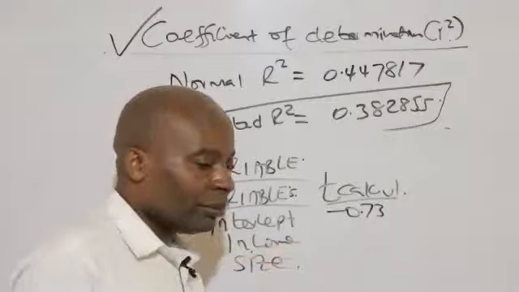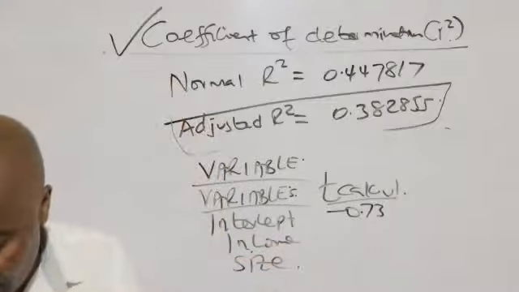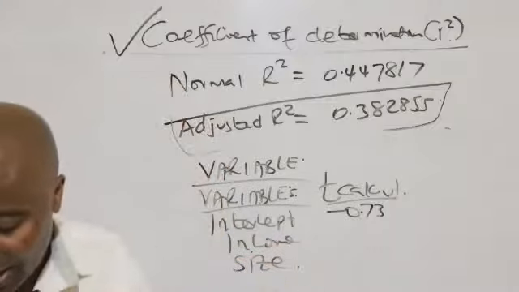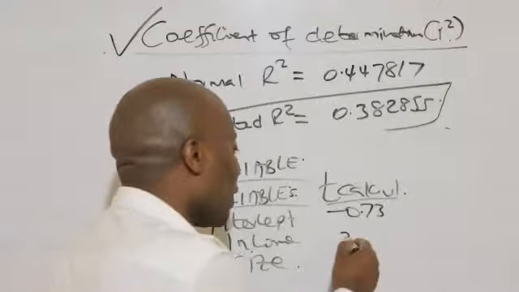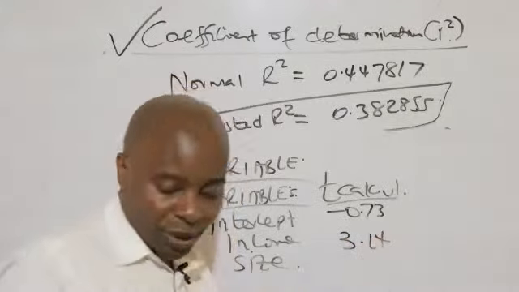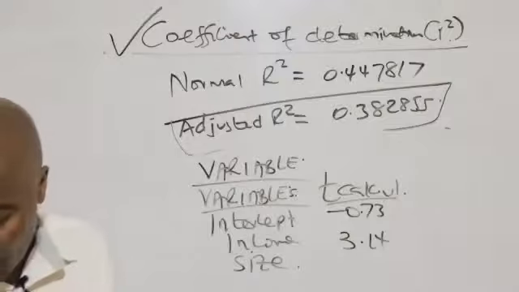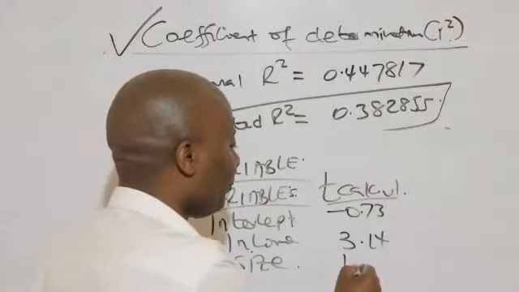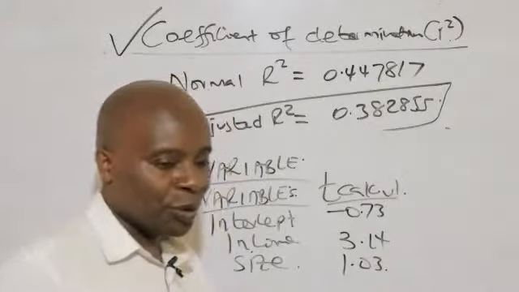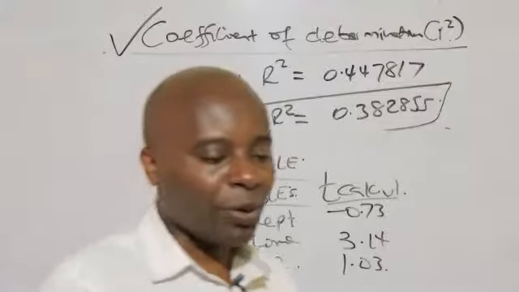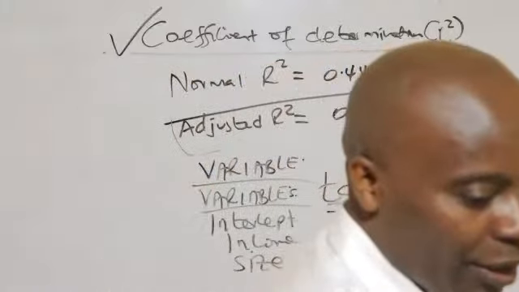How about income? The one of income, now you can copy the figures given there. I can see 3.14. You can as well do it because the more you do it, the more you understand. So 3.14. The next one is 1.03.